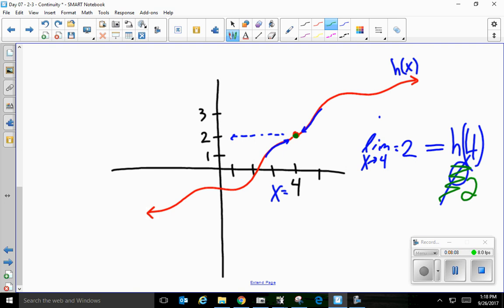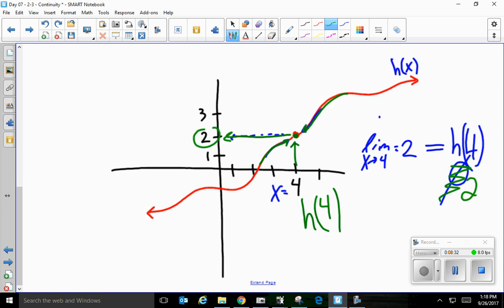Okay. What's the limit right now without any hole there? What's the limit as I approach from the right and left side? It's 2. Now, what's actually h of 4? Forget limits. What is the value of y when I plug 4 in? 2, is it? Bam. If they're the same number, it's continuous.